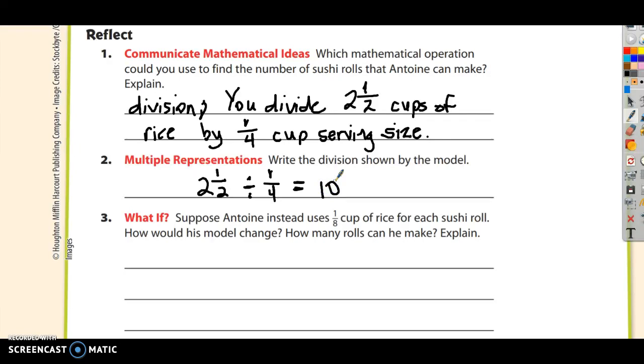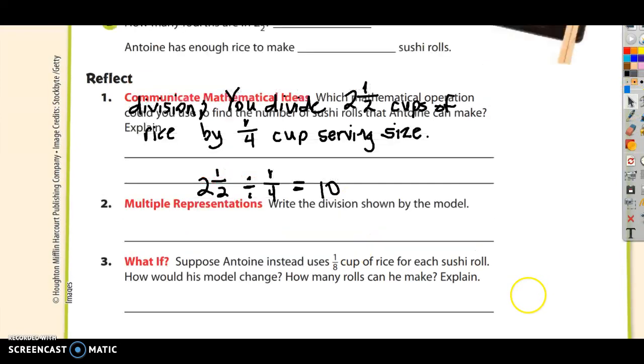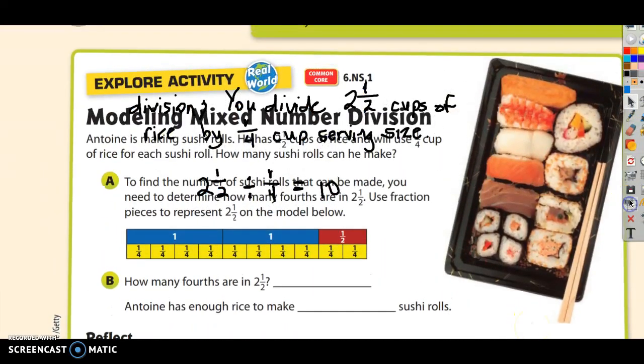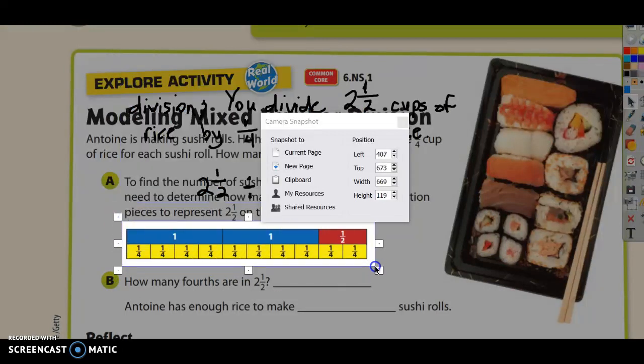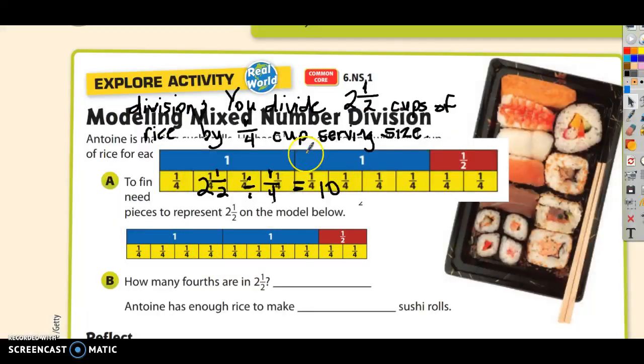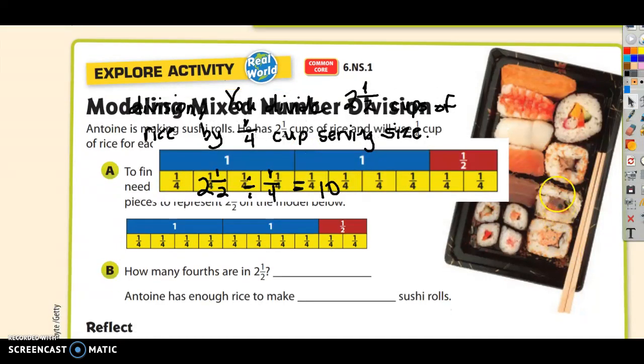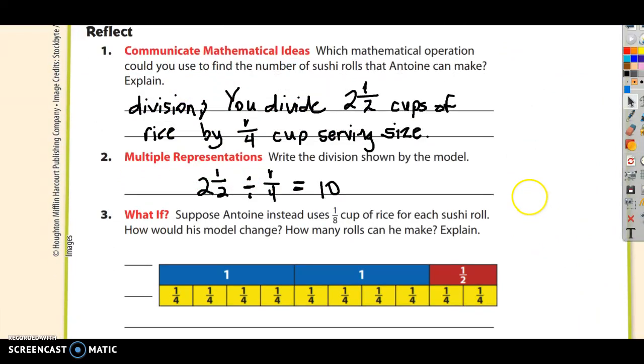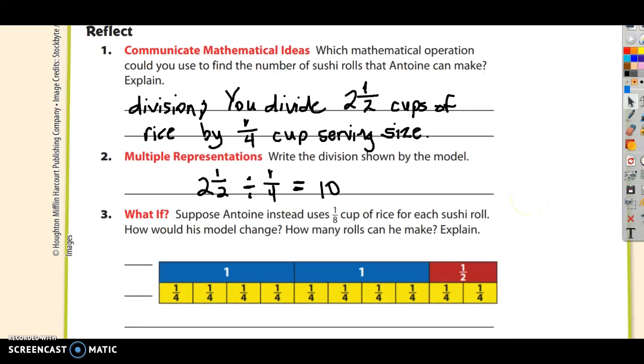All right, question 3 says, suppose Antoine instead uses 1/8 cup of rice for each sushi roll. How would his model change? And how many sushi rolls can he make, and explain? Well, we need a picture for this. So what I'm going to do here is go back up to the sushi rolls, and I need to take a picture of it. So I'm going to take a quick snapshot, and then I can show you what you could do on your page. So now I'm going to put the page back up. Here's our copy. Now we've got all our answers back, and I'm going to put number 3 right here.